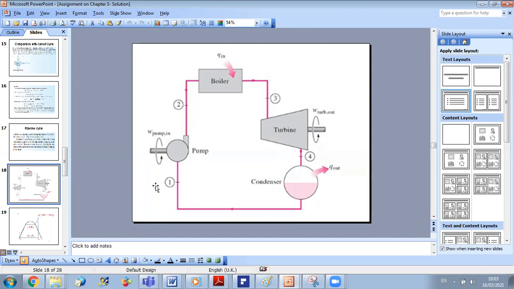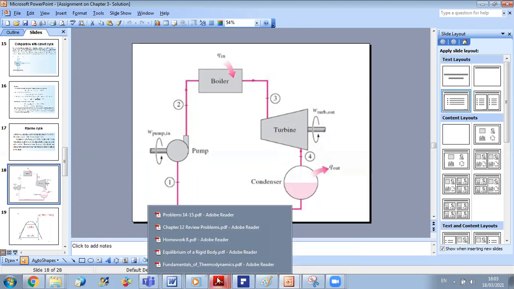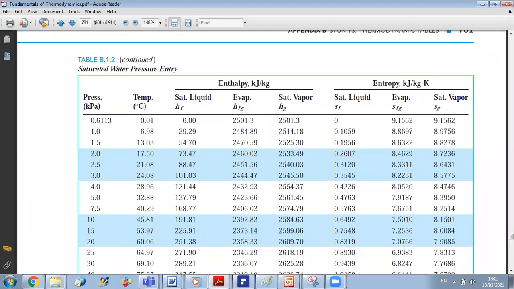So I just need the specific volume at 0.1. To get the specific volume at 0.1, I go back to my tables. As you can see here, in your saturated tables you have two sets of tables. In one set, you have the entropy and enthalpy. So here we will use it just to find H1 from here.